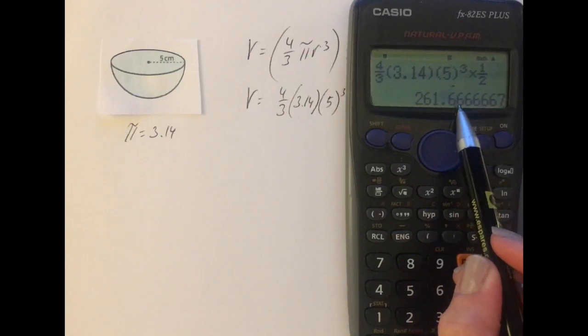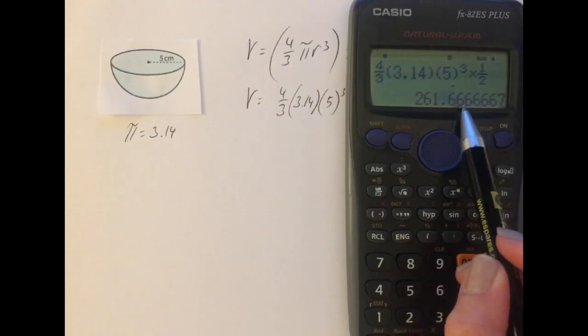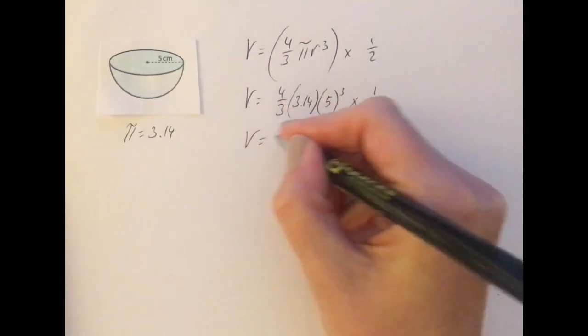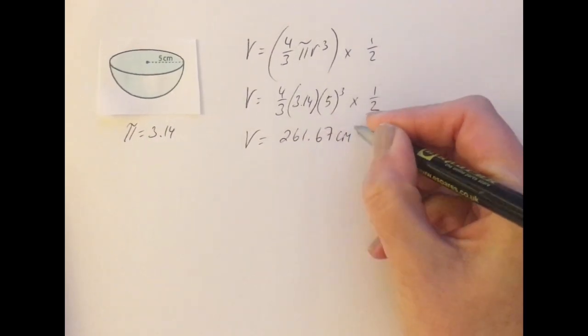261.66. We'll do 2 decimal places again, so we look at the next number, which is also a 6, which will mean it'll bump up the 6 before it. So we'll end up with V equals 261.67 centimeters cubed.